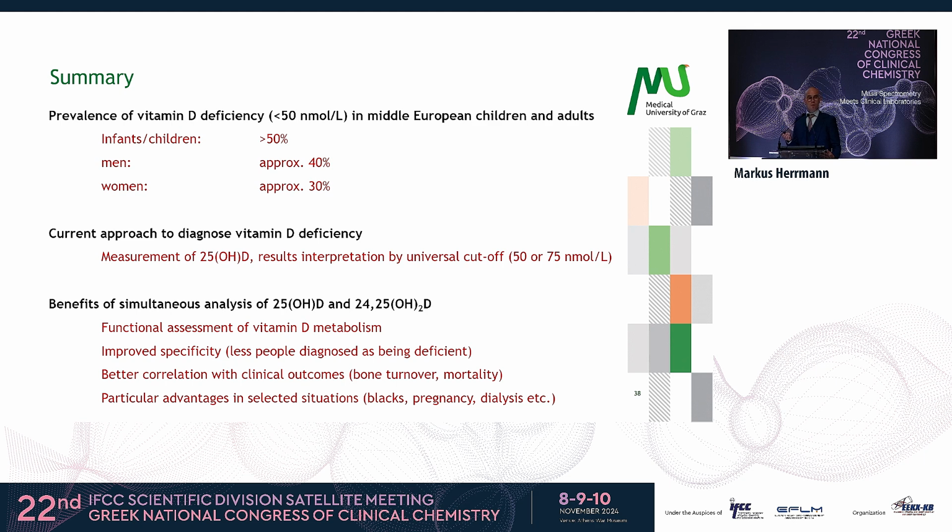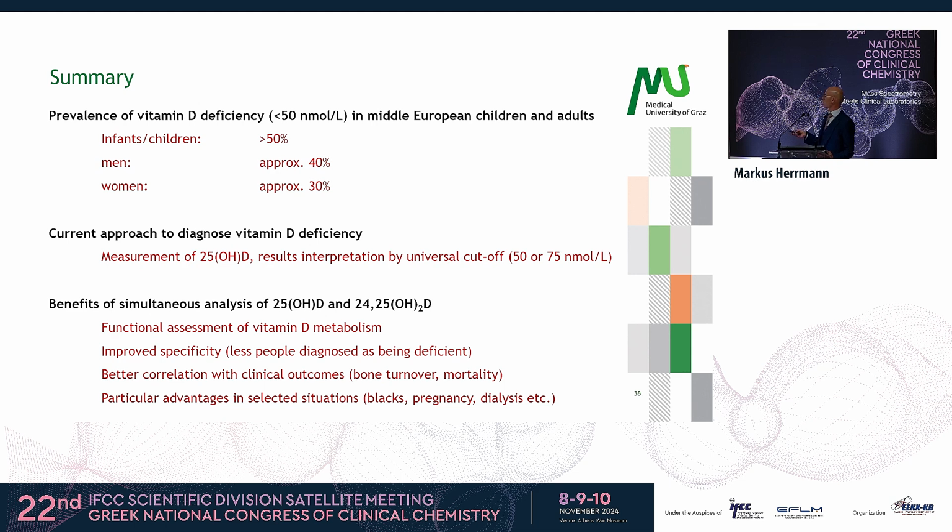The current approach to diagnose vitamin D deficiency is based on a measurement of serum 25-hydroxyvitamin D, and interpretation is on the basis of universal cutoffs, either 50 or 75 nanomoles per liter. But with a simultaneous measurement of 25-hydroxyvitamin D and 24,25-dihydroxyvitamin D, you can make a functional assessment of vitamin D metabolism, which seems to have an improved specificity.